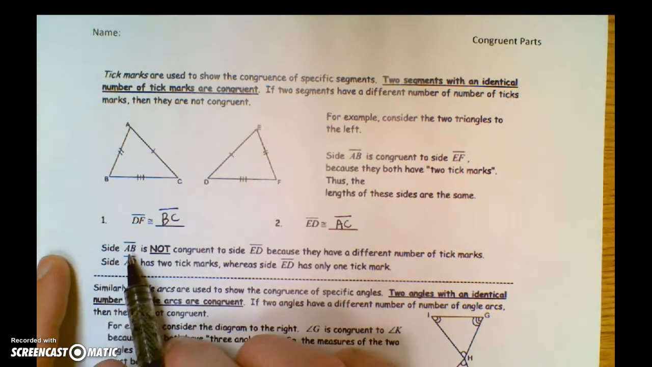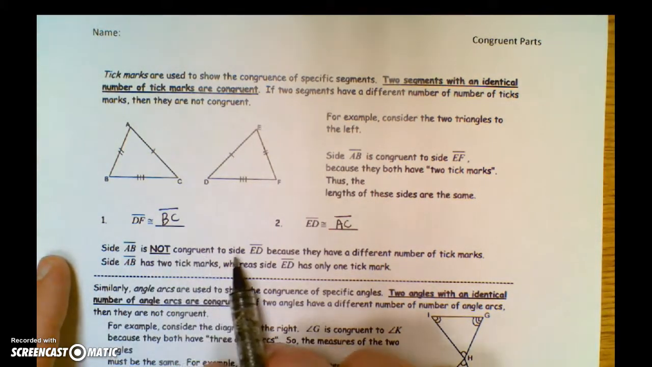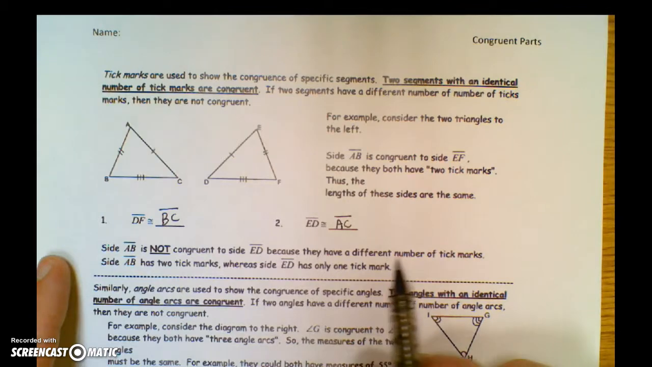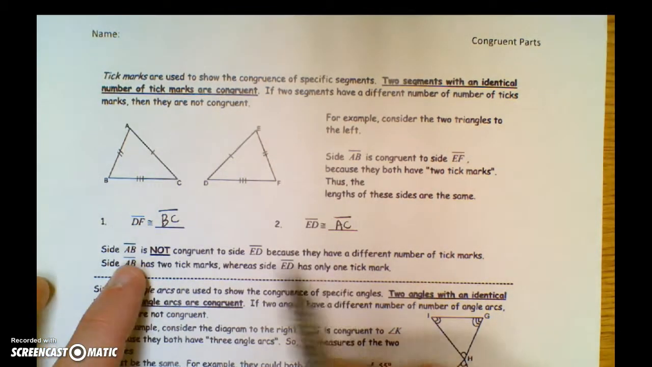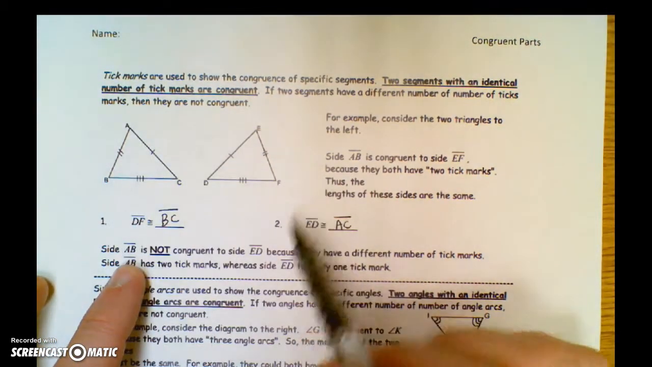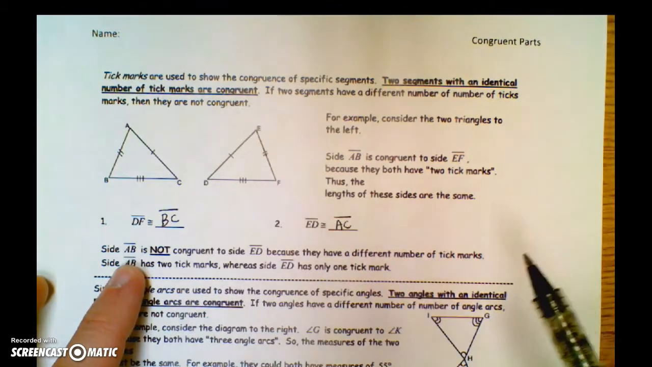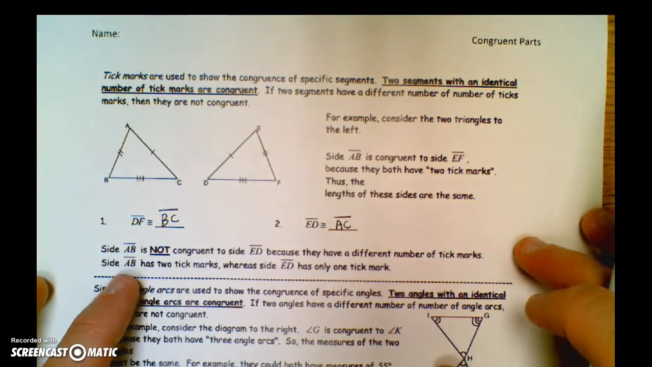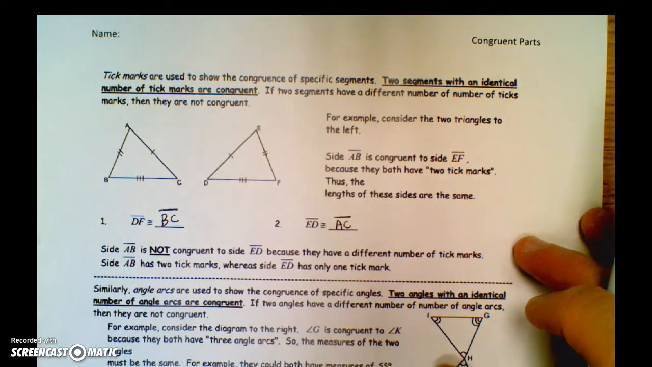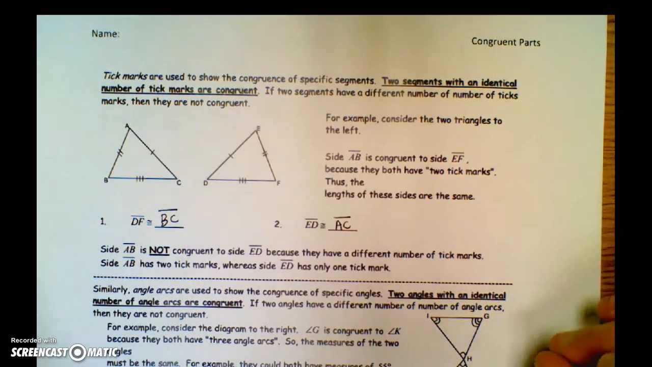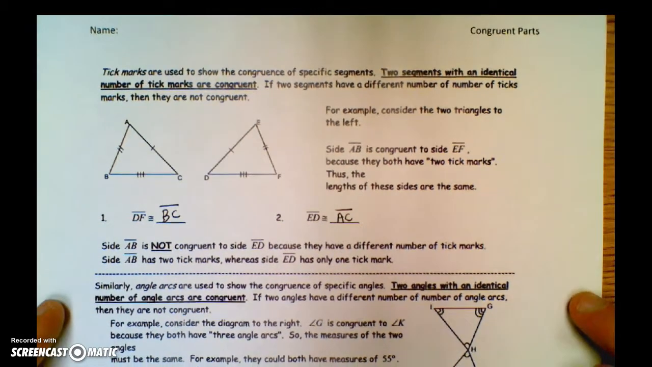Note, side AB is not congruent to side ED because they have a different number of tick marks. So AB has 2 tick marks and ED has 1 tick mark. So they are not congruent. Side AB has 2 tick marks, whereas side ED only has 1 tick mark. So we can use tick marks to show that sides of triangles are congruent.